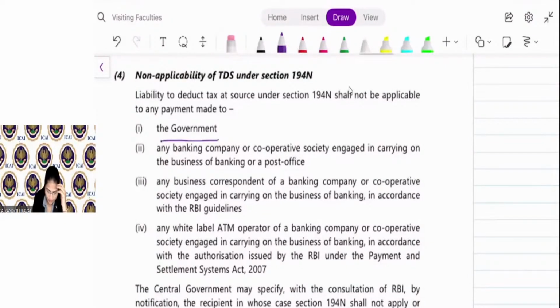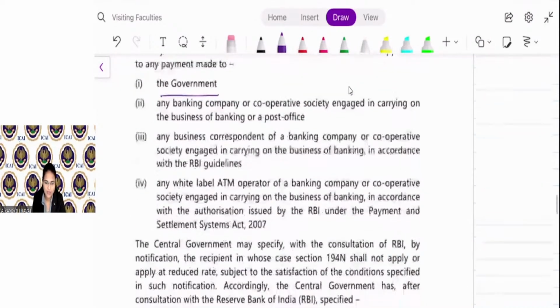Okay, chalo. So if the withdrawal is made by government, then the TDS is not required to be deducted. If one banking company is withdrawing amount from another bank, then also the TDS is not required to be deducted. Same for cooperative society engaged in the business of banking or post office. Any business correspondent of banking company or cooperative society engaged in carrying on the business of banking in accordance with the RBI guideline.